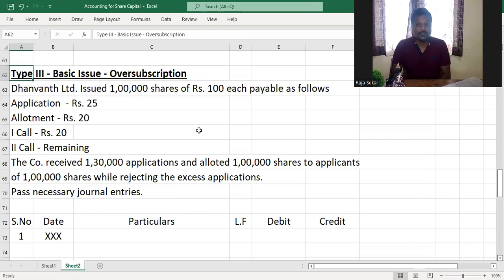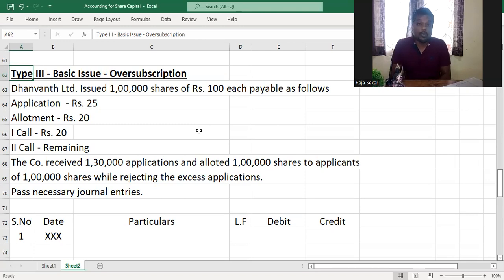So I have a question for you here. It is a basic issue with oversubscription. Dhanvant Limited issued 1 lakh shares of rupees 100 each, payable as follows. Application rupees 25, allotment rupees 20, first call 20 and the second call is the remaining. The company received 1,30,000 applications. So it issued 1 lakh shares, but it received 1,30,000 applications.